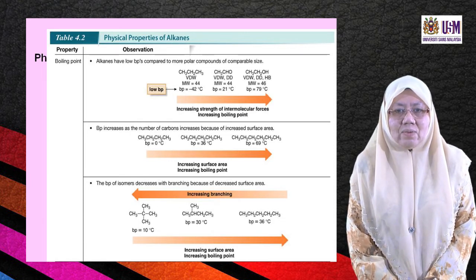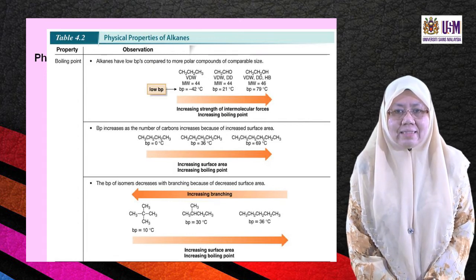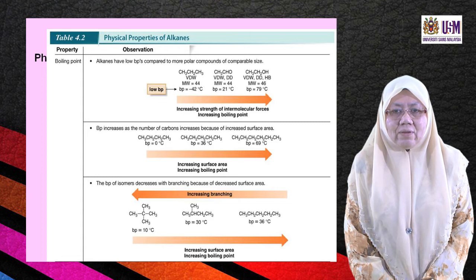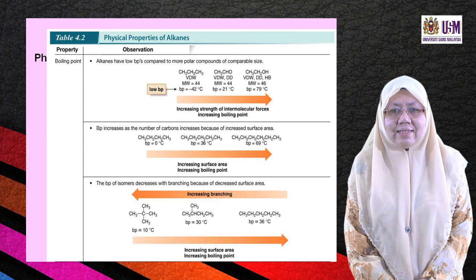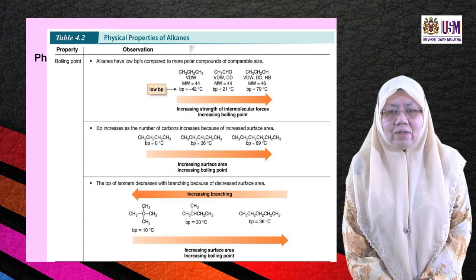In propane, there are only van der Waals forces, but in acetaldehyde, we have van der Waals forces and also dipole moments. In ethanol, we have all three: van der Waals forces, dipole moments, and also hydrogen bonding. Because of the difference in polarity, we see the boiling point for propane is minus 42 degrees Celsius, for acetaldehyde 21 degrees Celsius, and for ethanol it is 79 degrees Celsius. That is, increasing the strength of intermolecular forces will increase the boiling point.